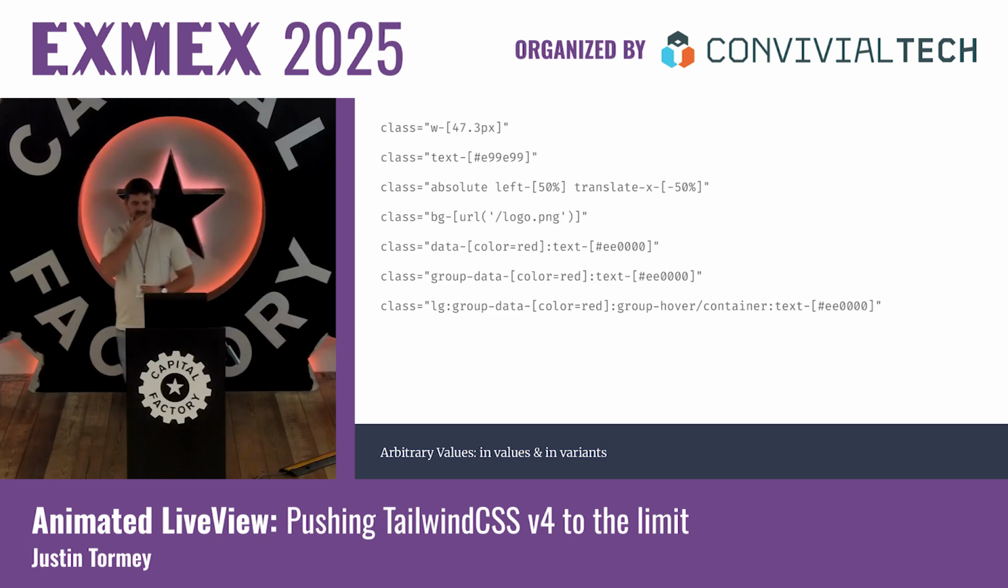Okay, so now we're combining variants. This will apply that text color to an element if the group it's in, named container, is hovered over and is a large screen size and has the data color attribute set to red. Which is great. That's amazing. 62 characters. So, longest class name we've seen so far. We're not even close to done.